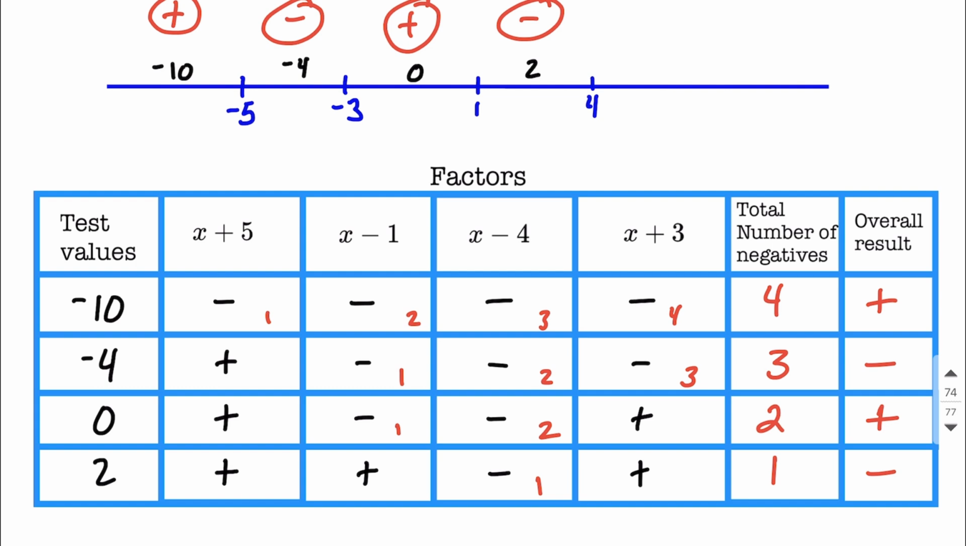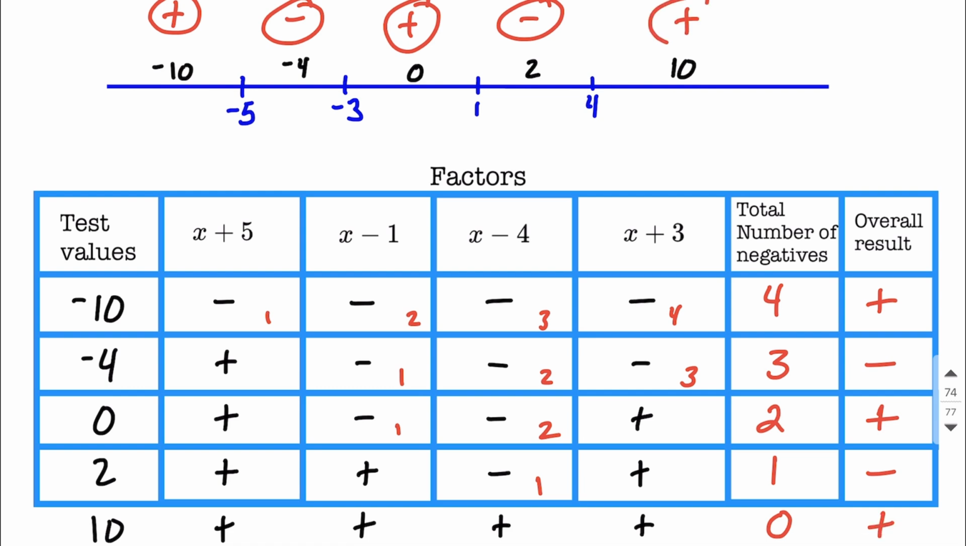One more interval to go. Let's pick some value to the right of 4. Let's go with 10. I've run out of space on my table, but that's okay. We'll just make it at the bottom here. 10 plus 5, positive. 10 minus 1, positive. 10 minus 4, positive. And 10 plus 3, positive. Looks like we have, in this case, 0 negatives overall. All right, so that means a bunch of positives being multiplied or divided. So overall, that result's going to be positive.